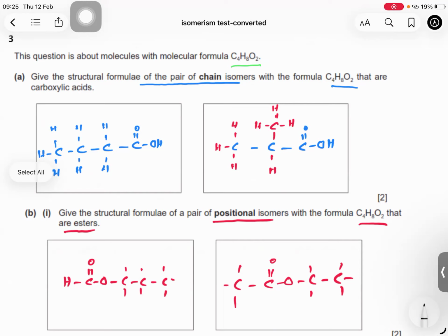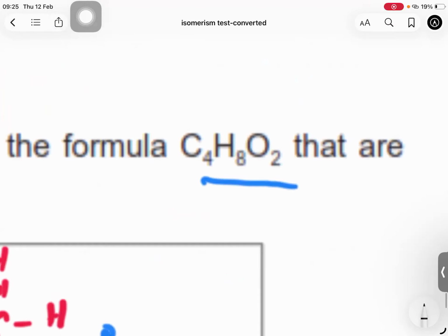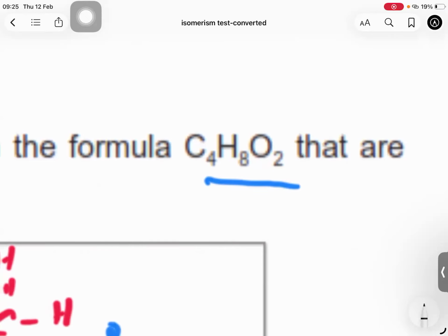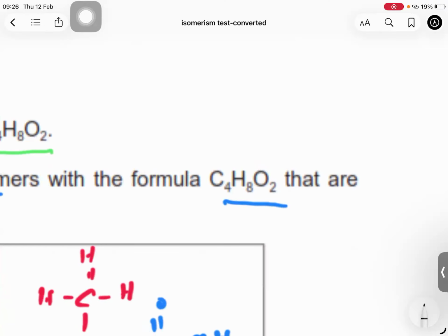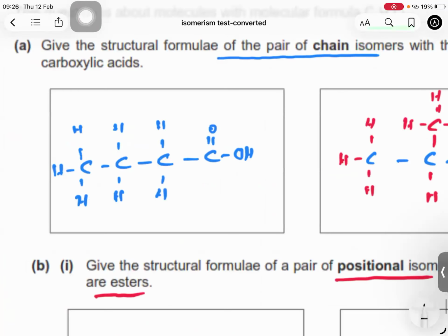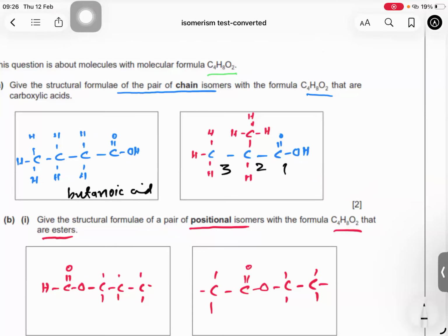Give the structural formula of the pair of chain isomers with the formula C4H8O2 that are carboxylic acids. How do you draw the chain isomers of carboxylic acids? You have to put all 4 carbons in one chain. That will be named butanoic acid. In order to make a chain isomer, what do we have to do? The number of carbons in the chain has to be reduced. So one is butanoic acid. And what about the other one? 2-methylpropanoic acid. So I put 1 carbon out of the chain and put it in the branch.